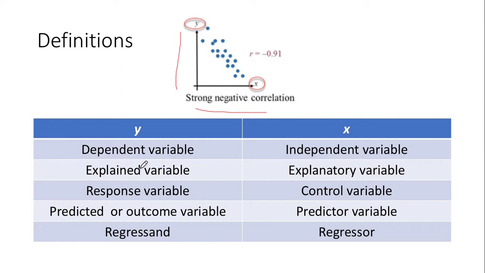Other terms you may see for the y variable are the explained variable, the response variable, the predicted or outcome variable, especially in regression analysis, and also the term regressand, which I'd never heard of. The x-axis is where you can think of your independent variables, your explanatory variables. Also, in multiple regression, you might have variables you're trying to control for, or more commonly, predictor variables, where you're trying to predict some outcome based on the scores from the independent variable, the regressor.